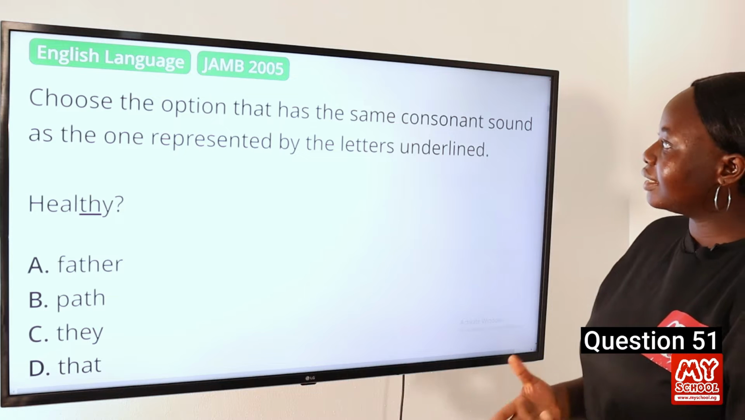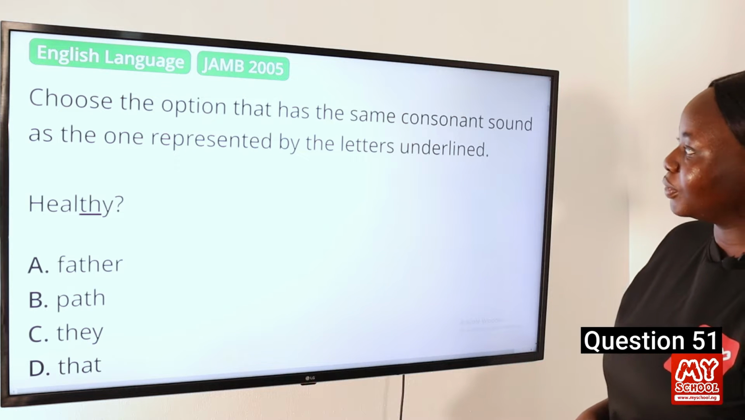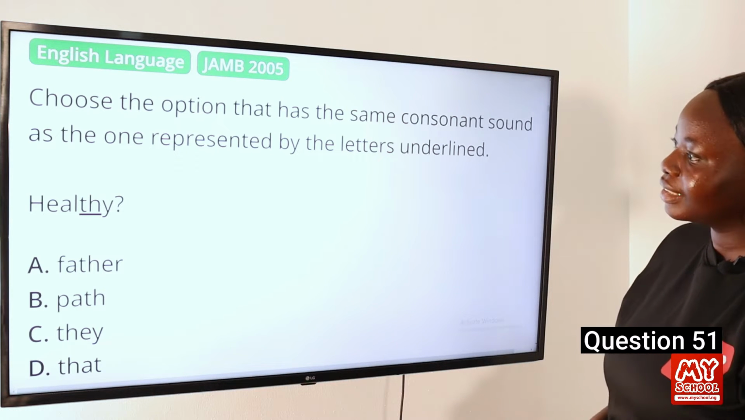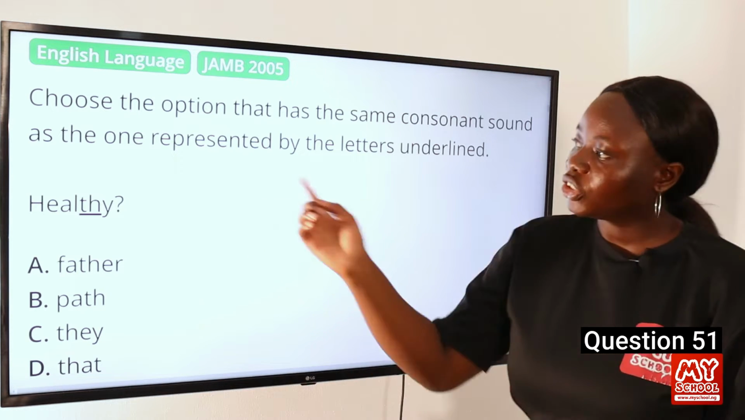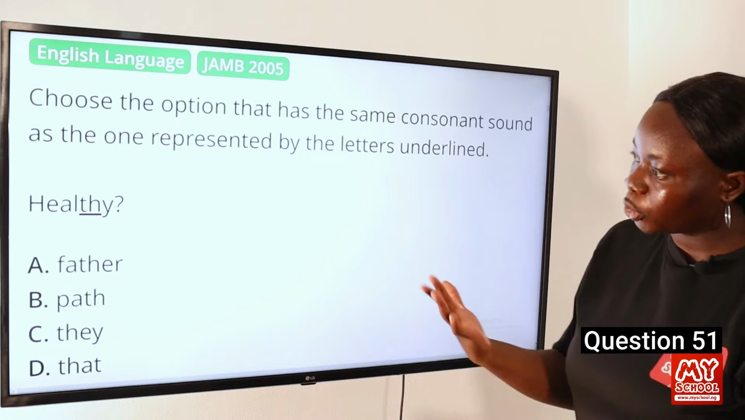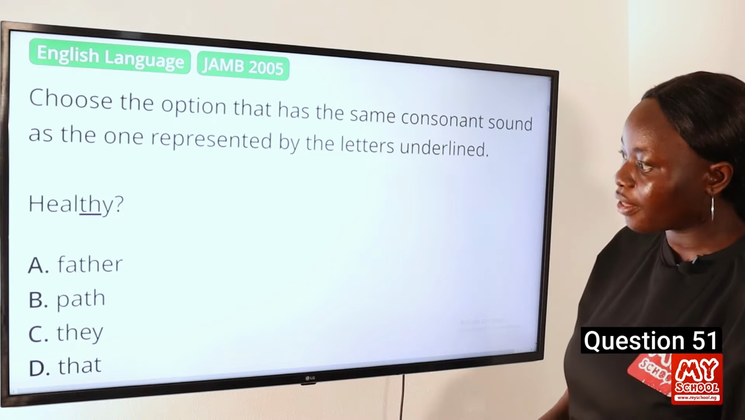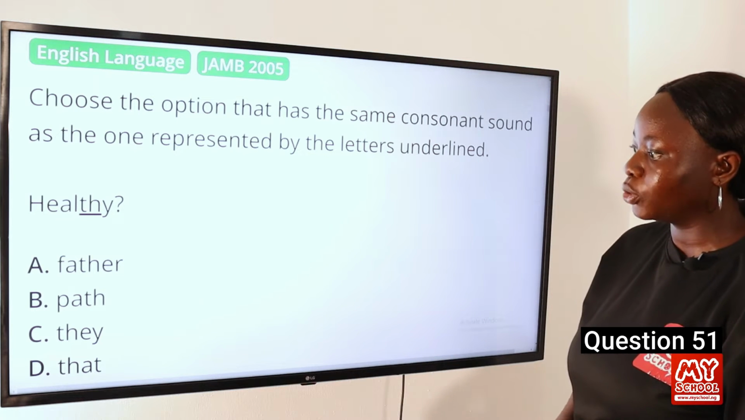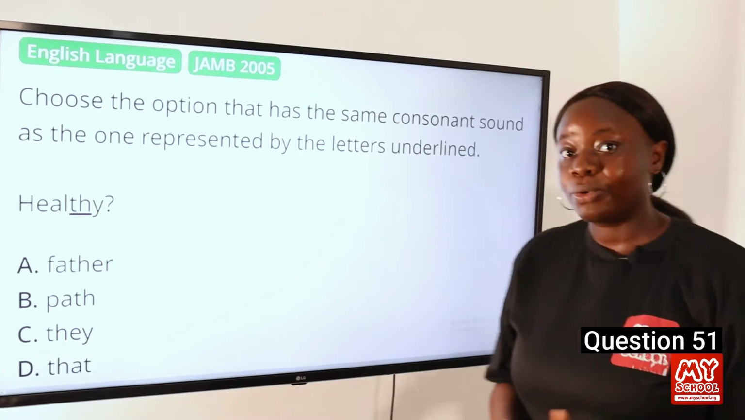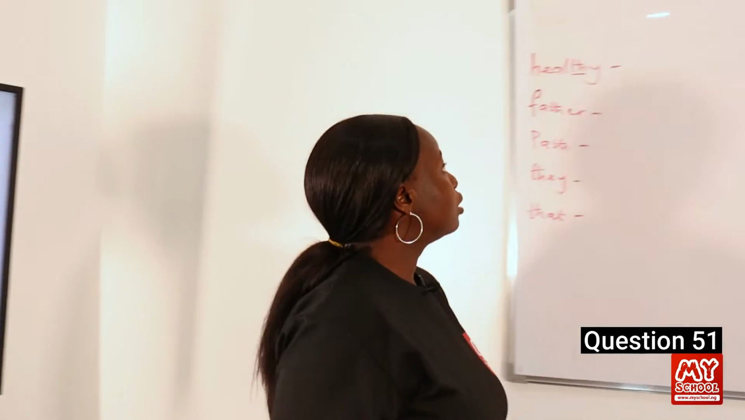Choose the option that has the same consonant sound as the one represented by the letters underlined. Healthy. So TH is underlined in that word. We have option A, father, option B, path, option C, they, and option D, that. So let's go to the board to transcribe each of the words.